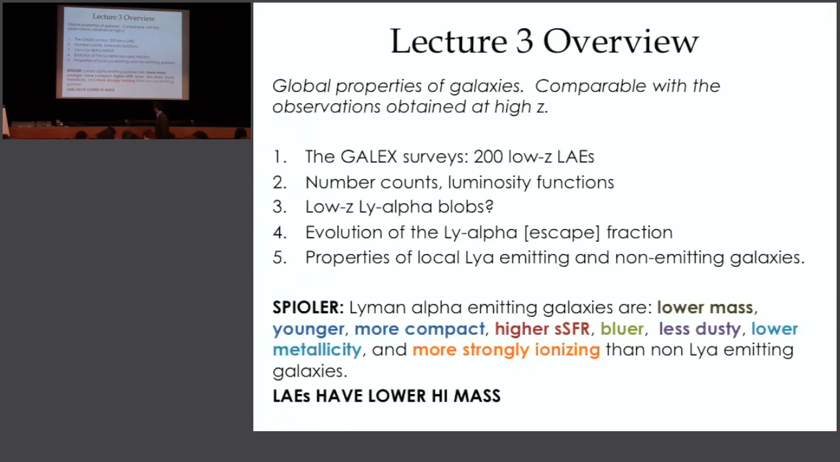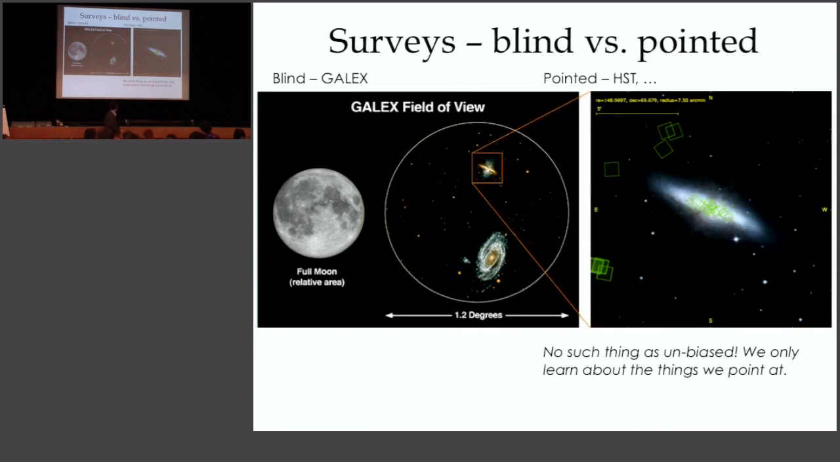If you want a spoiler, we can say from the outset that Lyman-alpha emitting galaxies are lower mass, younger and more compact. They have higher specific star formation rates and they're bluer, less dusty, less metallic. They're more strongly ionizing than non-Lyman-alpha emitting galaxies. And for the first time, we also have direct measures of the H1 mass, and we can see that they actually contain less H1 than the non-emitting counterparts.